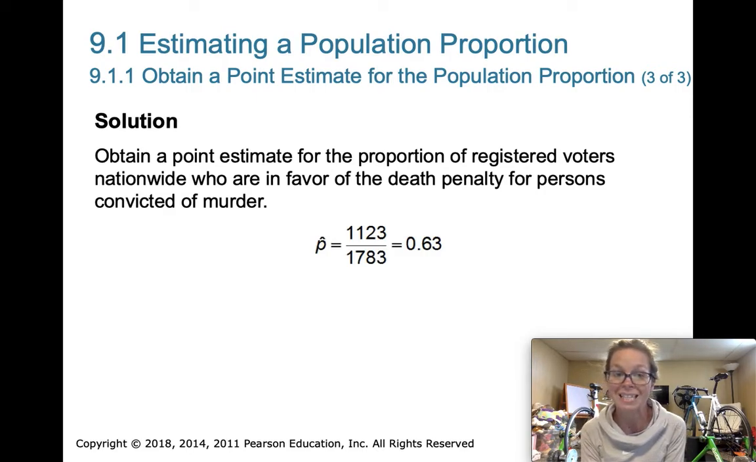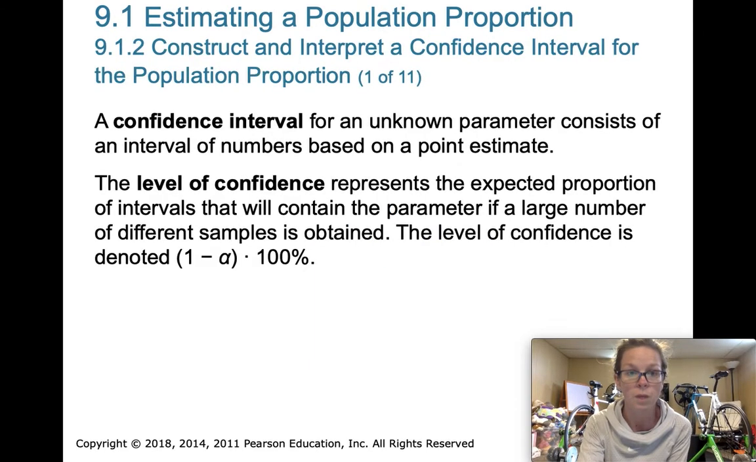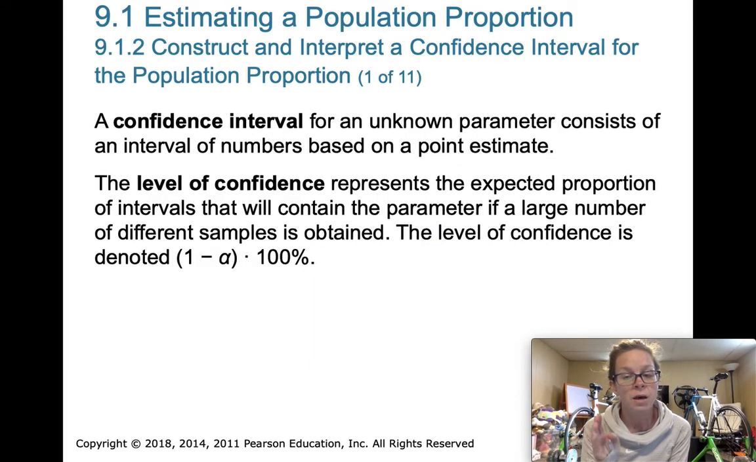So from this, in the sample, 63% were in favor of the death penalty. Now if we have sampled well, we would hope that that is close to what it would be in the whole population. So this is our point estimate for the proportion of people in the whole population nationwide that are in favor of the death penalty for people convicted of murder. Now, the population measurement should be close to that point estimate, but probably not perfect. It could give a little either way.